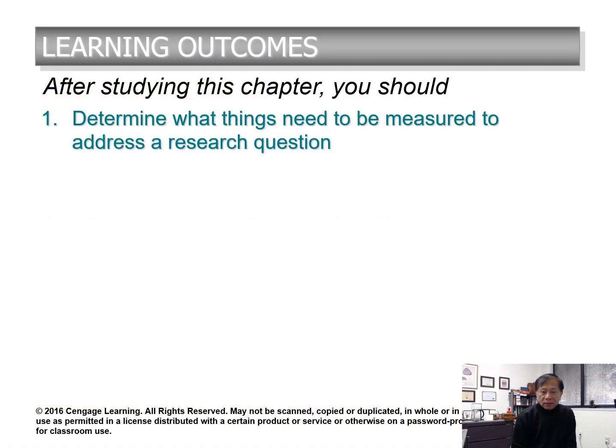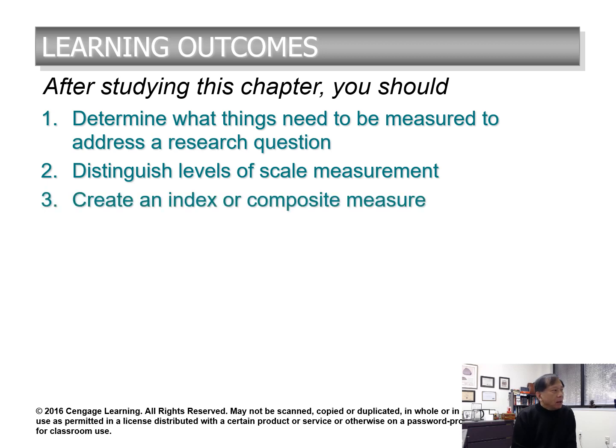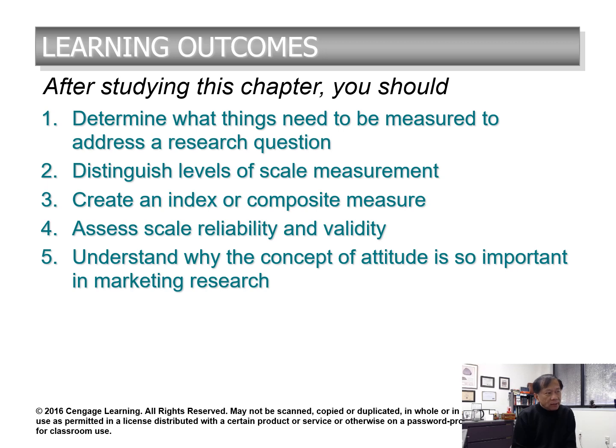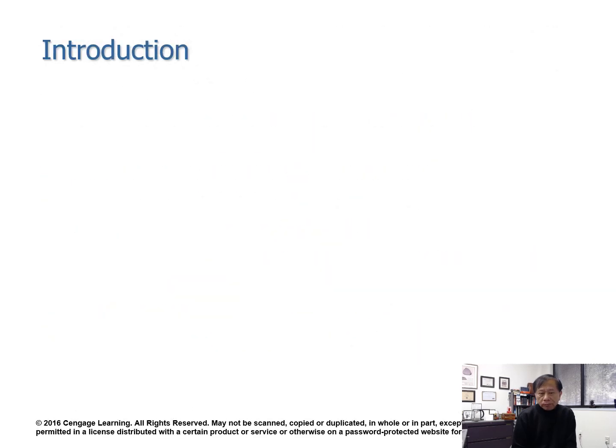Alright, after studying this chapter, you should be able to determine what things need to be measured to address a research question. You can distinguish levels of scale measurement, create an index or composite measures, assess scale reliability and validity, understand why the concept of attitude is so important in marketing research, design a scale that measures an attitudinal concept, and implement a multi-attribute model.